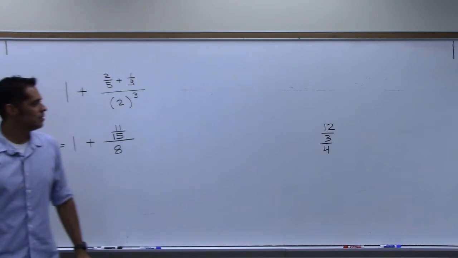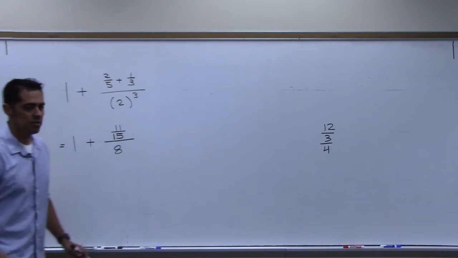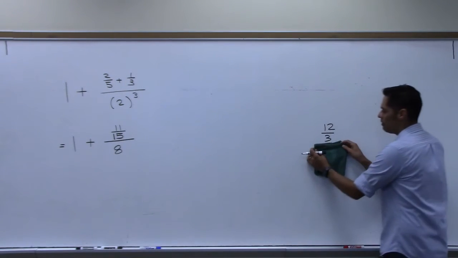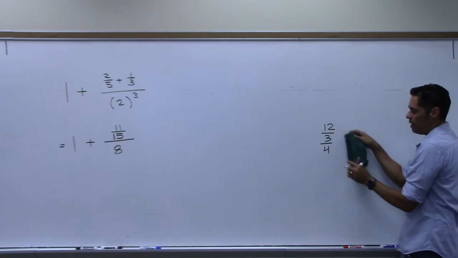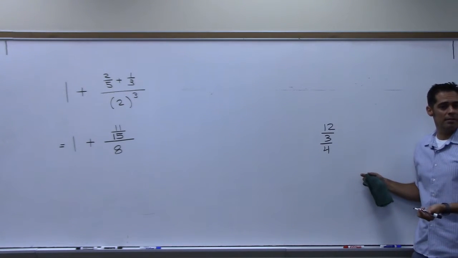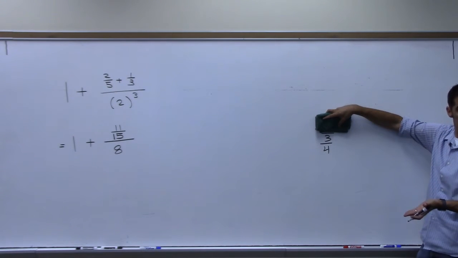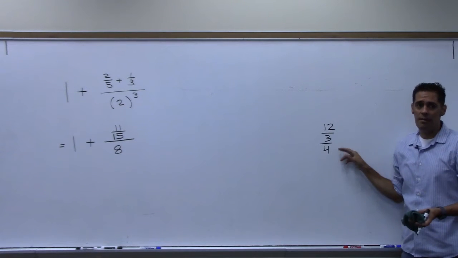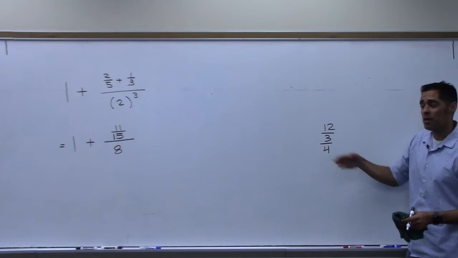12 divided by 3 divided by 4, so 4 divided by 4? Maybe. The way you looked at it is you said, let me do 12 divided by 3 first, which is 4, and then 4 divided by 4, which should be 1, right? But someone else might have said, no, I want to do 3 divided by 4 first, which is 0.75. Take 12 and divide it by 0.75, and it's not 1. You get 2 different answers depending on which way you look at it.